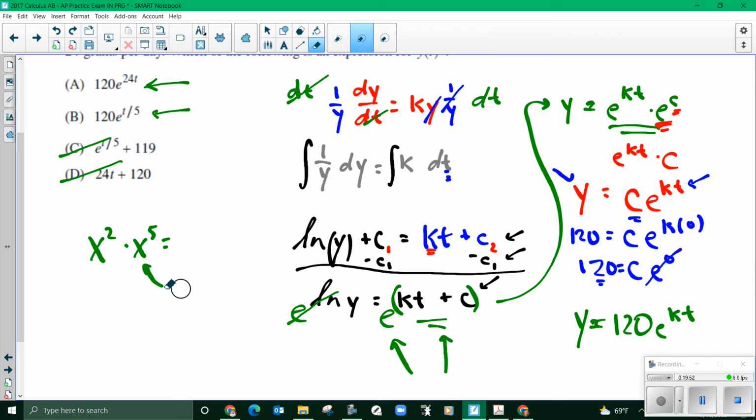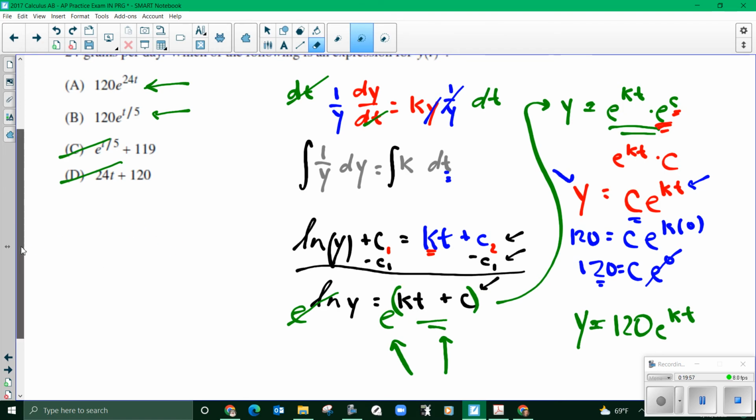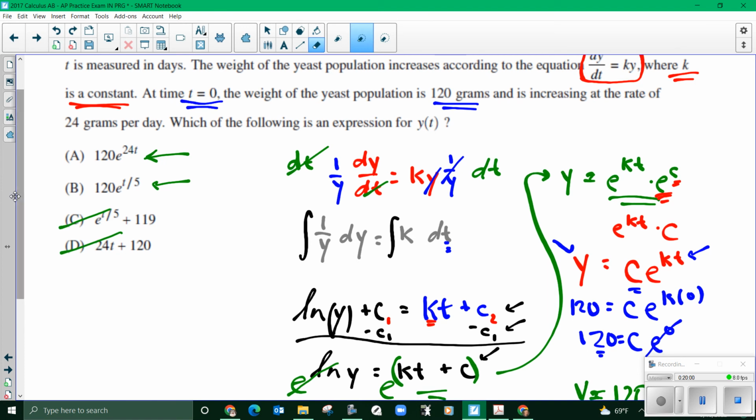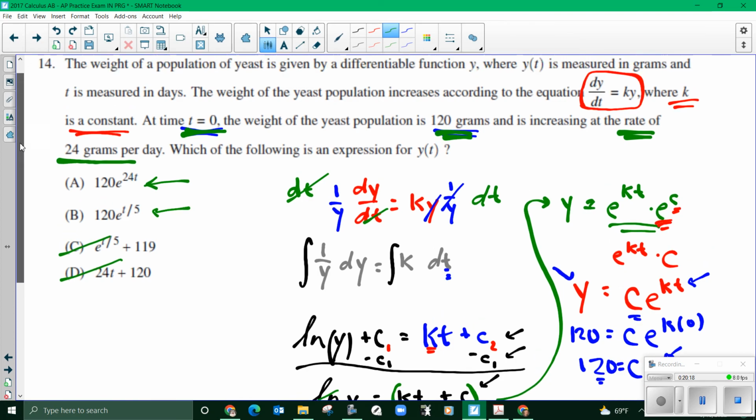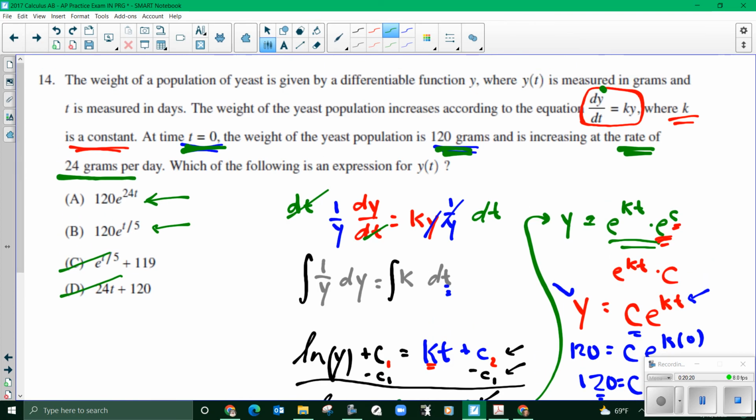I had said a few moments ago that when time is 0, population was 120. That's going to come in handy a couple of times. Look what follows that. Time is 0. Okay. 120 is the population at a rate of 24 grams per day. You ready? Do I have a rate anywhere? This is the rate right here. dy/dt represents the rate, which is 24.